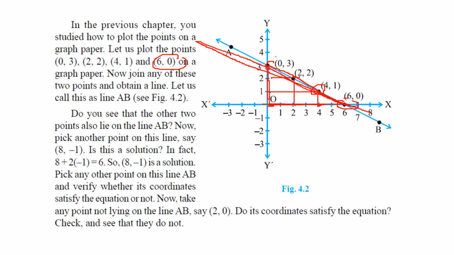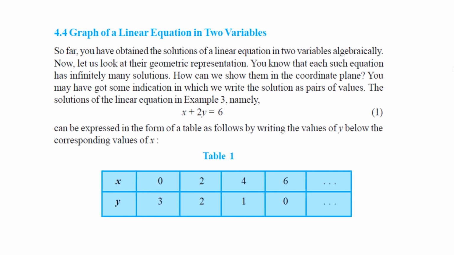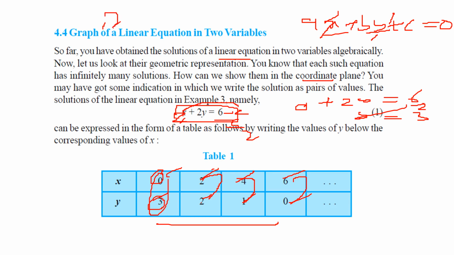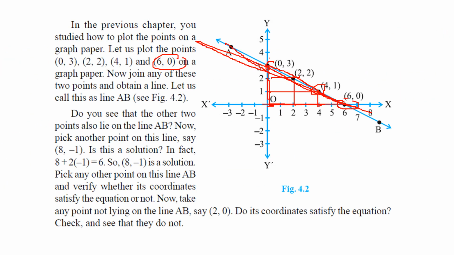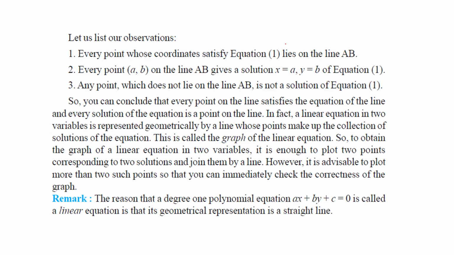So the equation 2x plus 2y is equal to 6 is nothing but an equation of a straight line. You can see that this is a straight line, and every point on this straight line will be one of the infinitely many solutions of that equation, right? Every point which is not lying on this line is not a solution.